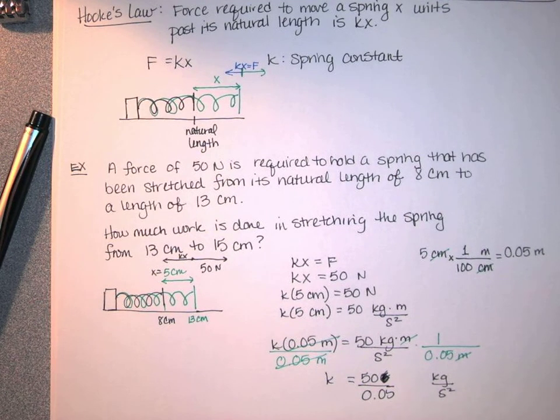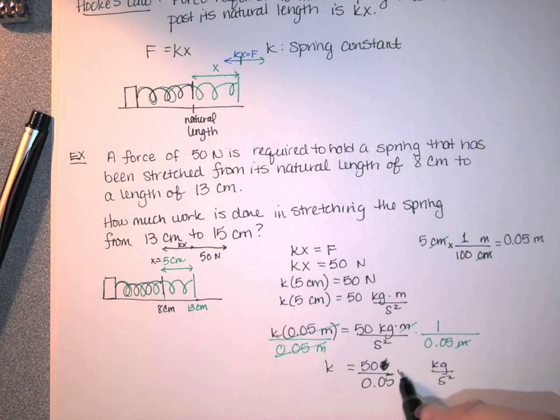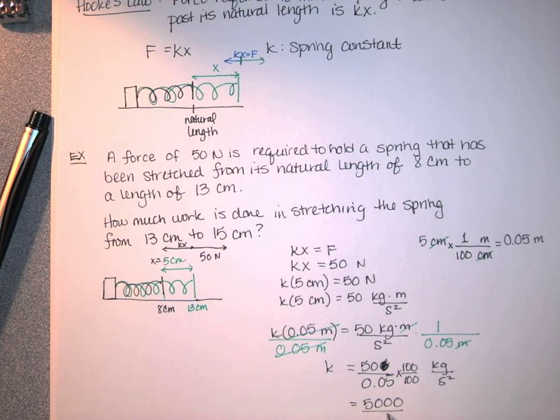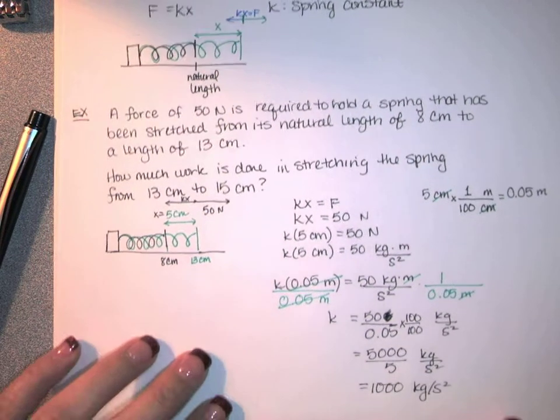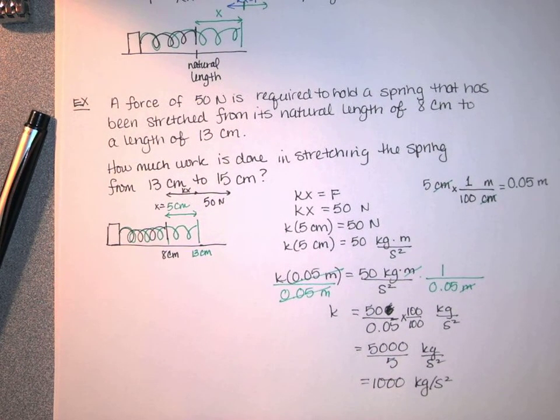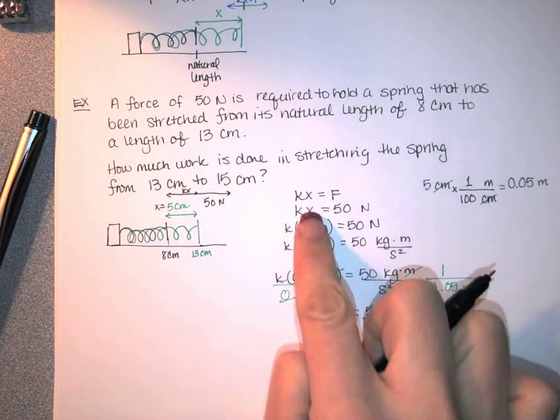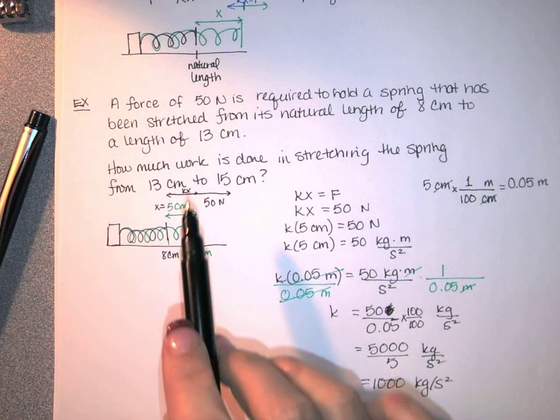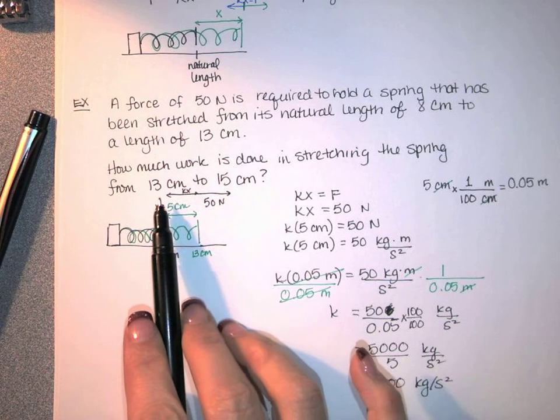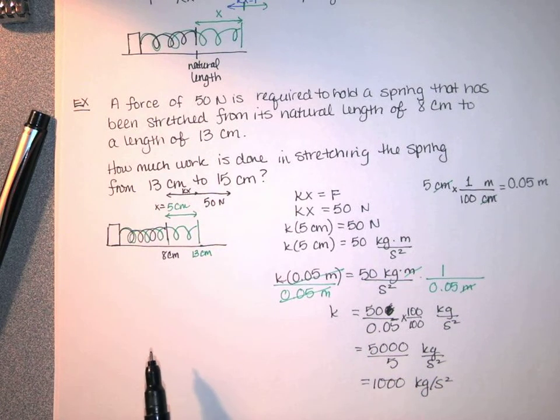Now, if you want to get rid of this decimal in the denominator, we can multiply numerator and denominator by 100. So that's going to give us 5,000. We're adding 2 more zeros, and we're dividing by 5. So our spring constant is 1,000 kilograms per second squared. Okay, we did all of that work in order to find K. Now that we know K, we can find the work done in stretching from 13 centimeters to 15 centimeters.